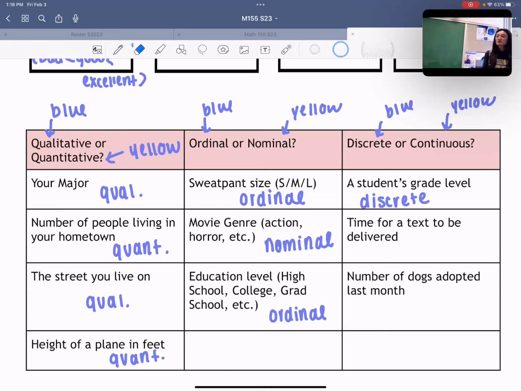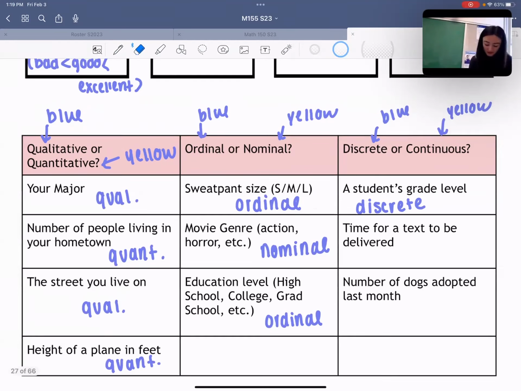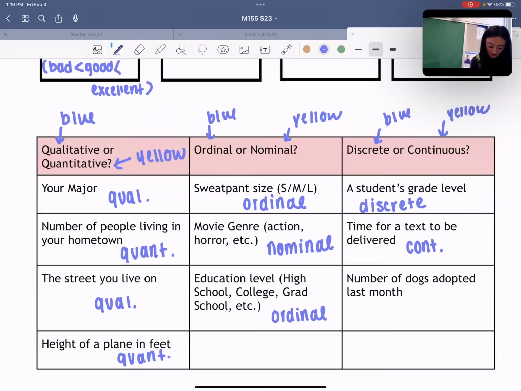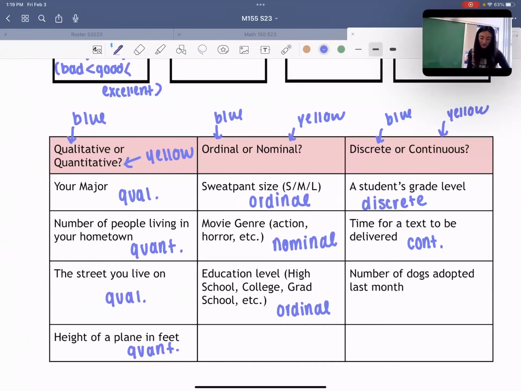But even if we went with just seconds, the time it takes for a text to be delivered could be like 1.7526 seconds, right? So it doesn't have to be like 1 minute or 2 seconds or 3 seconds or something like that. You can have a decimal as a time for a text to be delivered. So I would definitely say that this is continuous. Okay. Last one, what's the number of dogs adopted last month? Blue or yellow? All right, lots of blues. All right, anyone want to explain why it's blue?